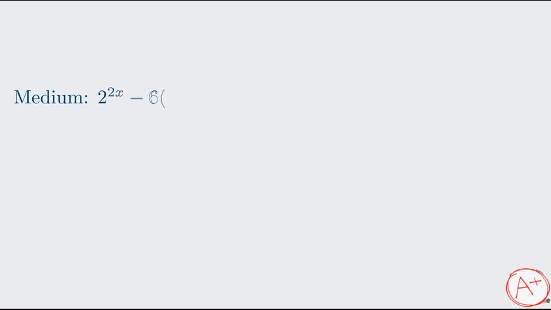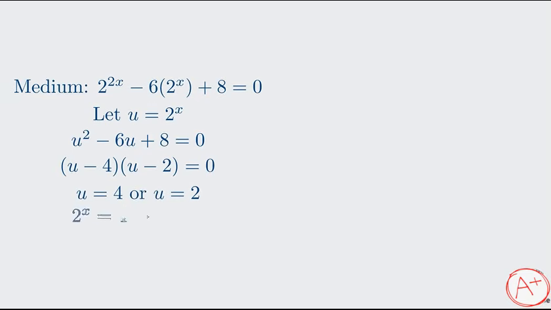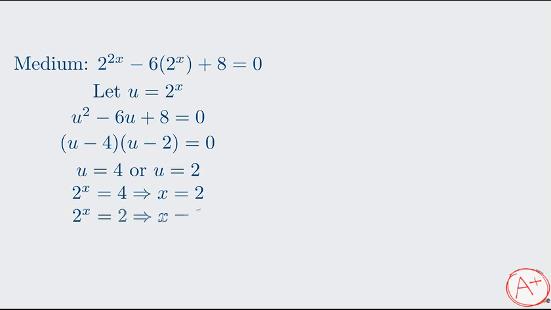For the medium question, 2 to the power of 2x minus 6 times 2 to the power of x plus 8 equals 0. Let u equal 2 to the power of x. The equation becomes u squared minus 6u plus 8 equals 0. Factorizing, u minus 4 times u minus 2 equals 0. So u equals 4 or u equals 2. Substituting back, 2 to the power of x equals 4, so x equals 2. 2 to the power of x equals 2, so x equals 1.